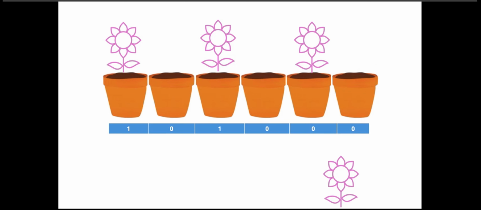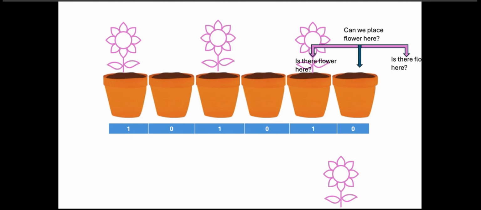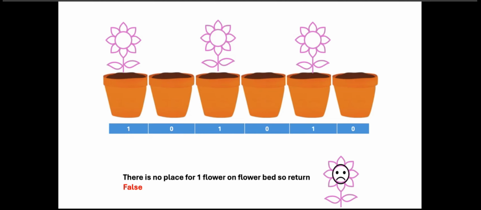So if you can see, we completed checking all the plots in the flower bed, and there is still one flower remaining. There is no place for this one flower. So return false, because we were not able to plant all the new flowers.